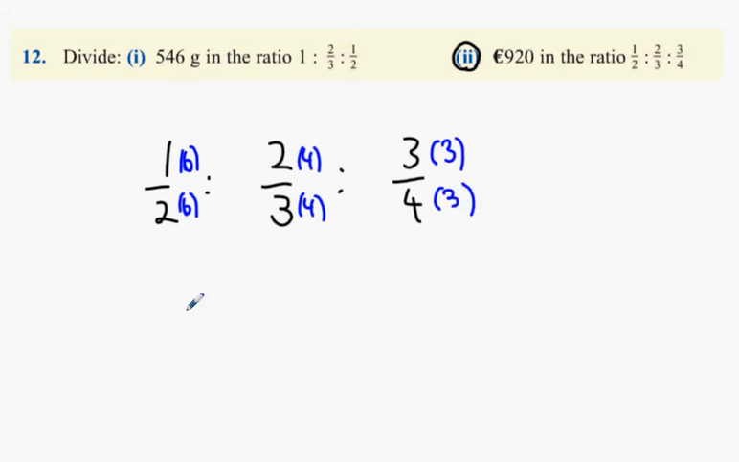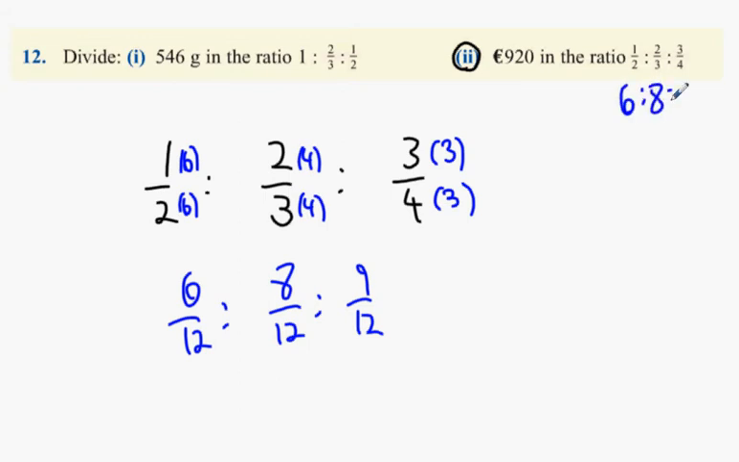So we're going to get 6/12 is to 8/12 is to 9/12. Now the 12s don't matter, so it's basically 6 is to 8 is to 9. Now what you have to do when you have 3 normal numbers, add them together. And what happens when you add them together? You're going to get 23s, aren't you? So the first one 6 over 23, the next one 8 over 23, and the one after that 9 over 23.